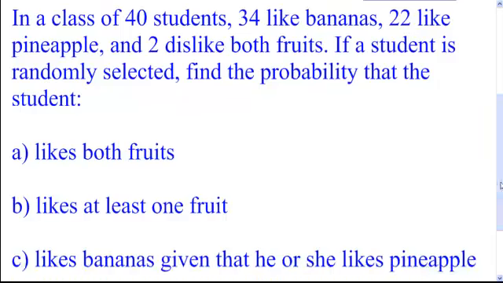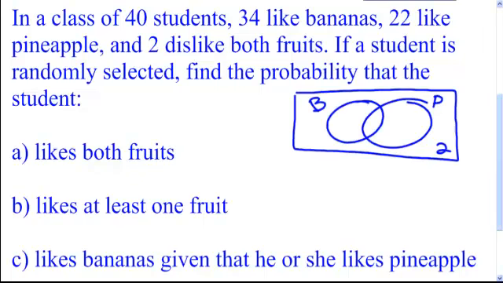So take a moment, read the problem, and I would start by writing out a Venn diagram. In this part, the easiest thing to set up is the two that dislike both of these fruits. So of the 40 students, 2 of them dislike these 2 fruits at least. So I'm left with 38 students. If I have 38 students and 34 of them like bananas, which means only 4 of them are going to just like pineapple.